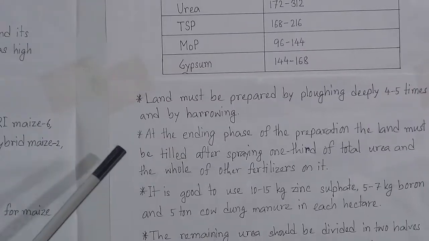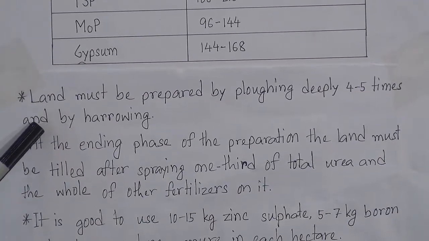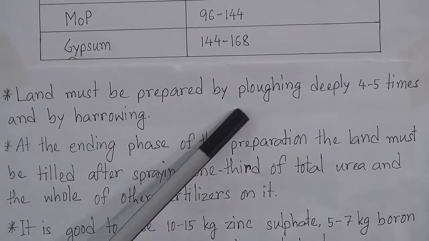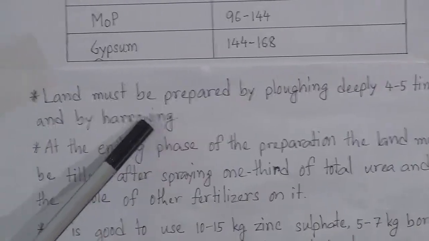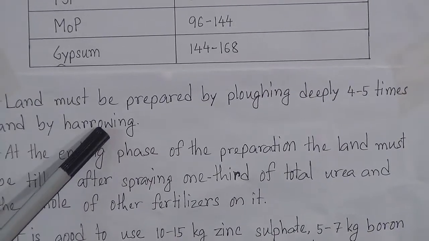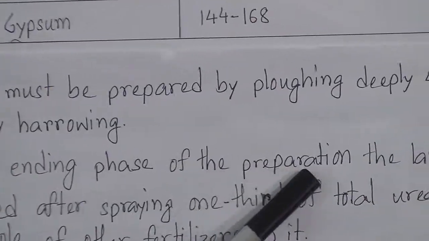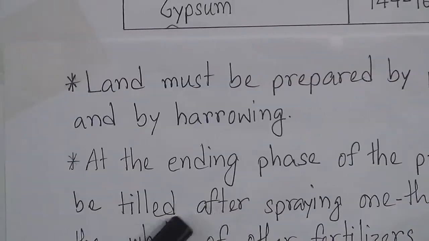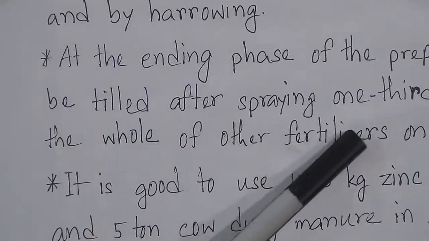And we have to do other processes also. We need to prepare our land, and land must be prepared by plowing deeply 4 to 5 times and by harrowing. So we will plow the land at least 4 to 5 times, and it should be deep. And at the ending phase of the preparation, the land must be tilled after spraying 1/3 of total urea and the whole of other fertilizers on it.